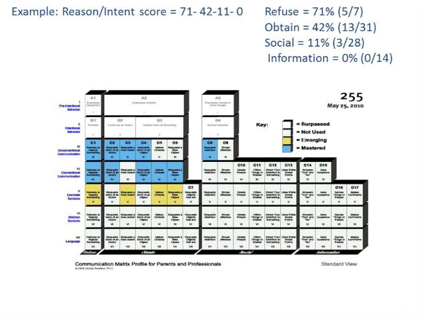Once again, we look at the same profile and we see that for refusing, the leftmost column of the profile, 5 out of 7 cells are scored mastered, surpassed, or emerging for a score of 71%. For obtaining, 13 out of 31 cells, or 41%, are scored mastered, surpassed, or emerging. For social, we have 3 out of 28, or 11%, and for information, we have none, for 0%. So the reason intent score for this profile is 71, 42, 11, 0.